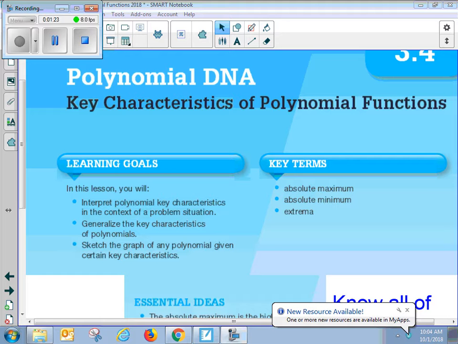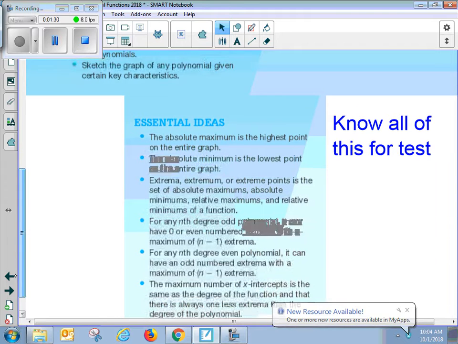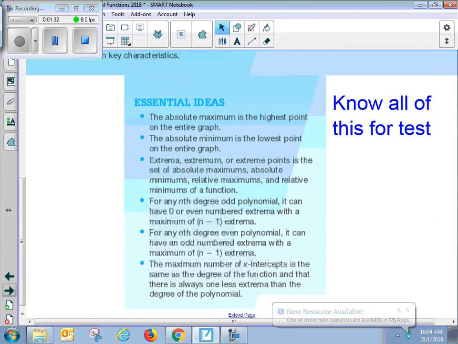Okay, here we go. Today we're looking at some key characteristics of polynomial functions. You already know most of this, and then as I get down to the extrema, we're going to talk about it with my chart so that it clicks. So it's not just a formula, you understand what it is. But first off, it's talking about absolute max and absolute min. What is an absolute max or min? Good. The highest point on the whole graph or the lowest point on the whole graph.